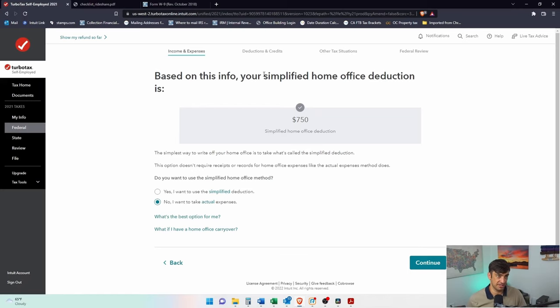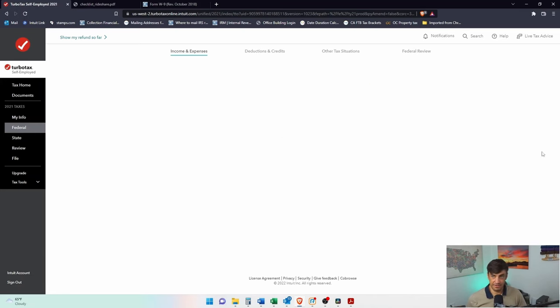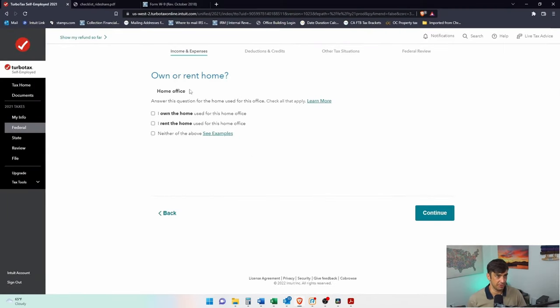This simplified home office deduction, on the other hand, is generally the worst of the two options. I would recommend that you actually go through the actual expenses here. We'll go through the guided one. And if you're using my spreadsheet, this is geared towards renters. If you own your home, you would add a line in here for the value of your home, and then we would depreciate some of that with the home office too. Let's say we rent.